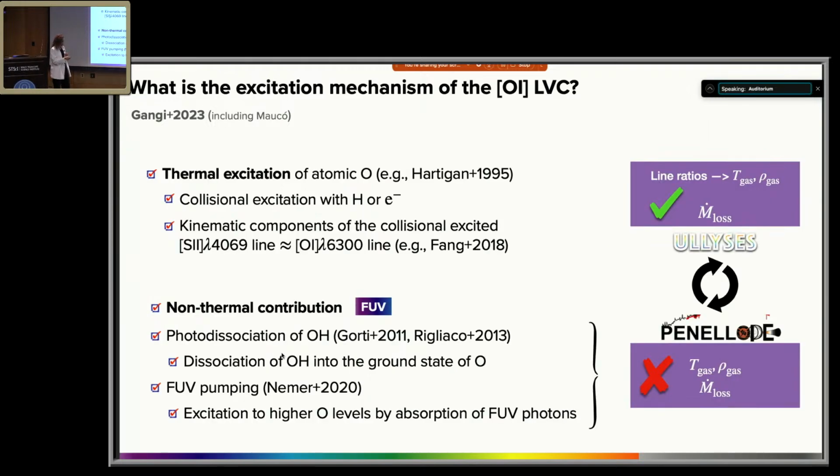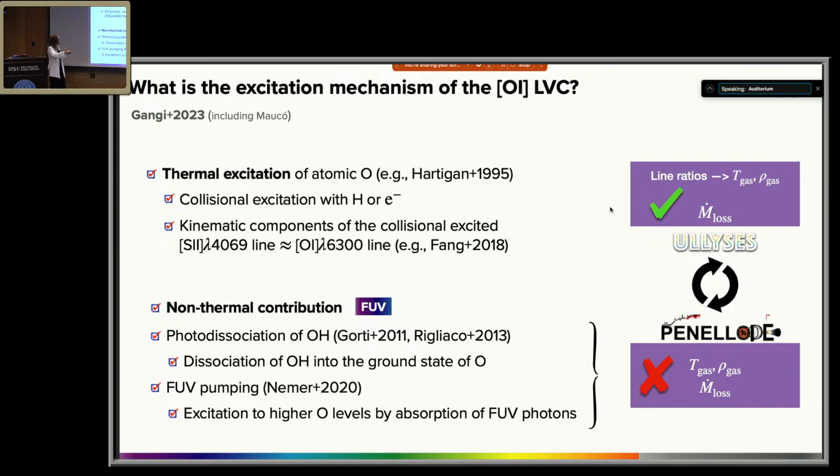So one of the questions we wanted to answer in this paper was: what is the excitation mechanism of the oxygen 1 low velocity component? That is very important because the fundamental step in trying to estimate the mass loss rate, which is the crucial parameter for knowing the lifetime of the disks, is to characterize the emitting gas, so the temperature and the density of the gas. And we do that by using line ratios of these forbidden emission lines.